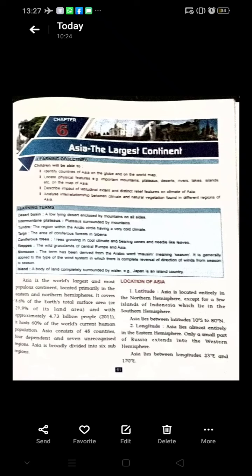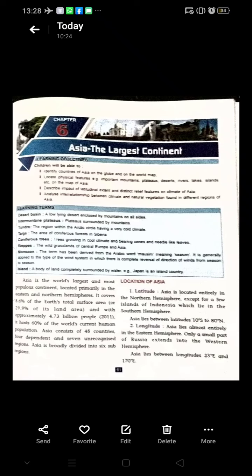It covers 8.6% of the Earth's total surface area or 29.9% of its land area. And with approximately 4.73 billion people, according to 2011, it hosts 60% of the world's current human population. That means 60% of the world's population is living in Asia alone.